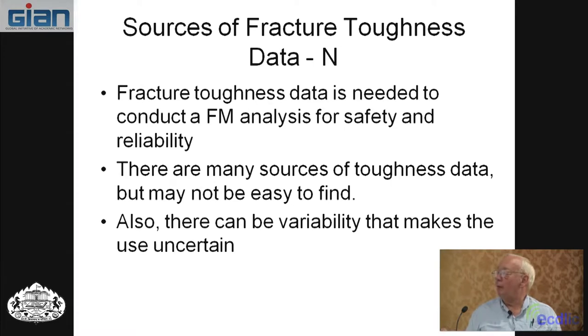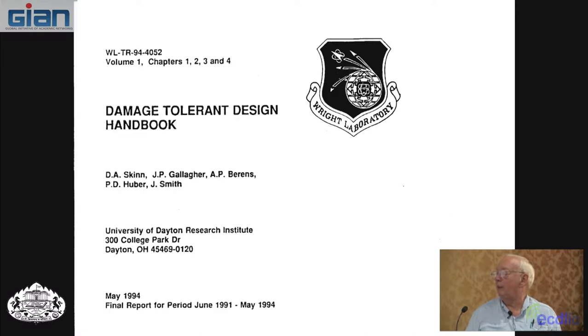Here are some sources of data. People, as I said, often want to find data rather than do the tests themselves. Some of them are not real easy to find, but there are some places. Here's one thing that has a lot of data in it. It's more than 20 years old, but it is called the Damage Tolerant Design Handbook and was done by the Air Force. Wright Laboratory is in Dayton, Ohio, which is the home of an Air Force lab. It was sponsored by the U.S.